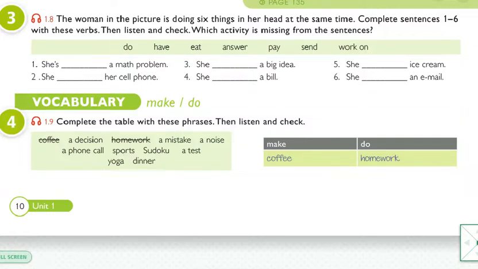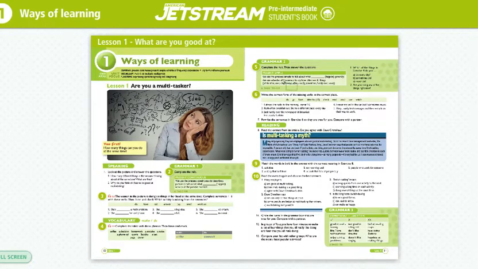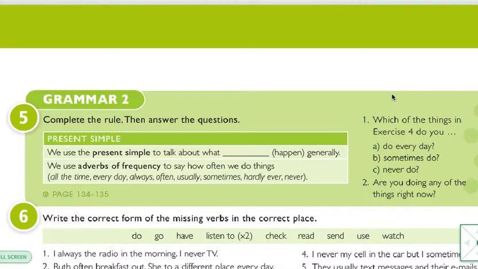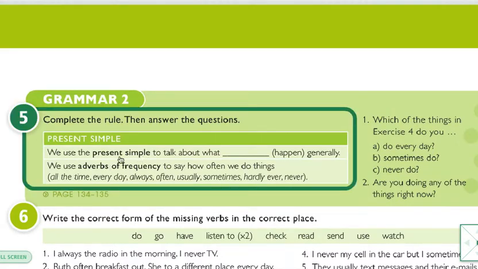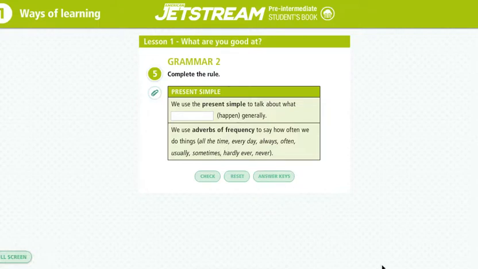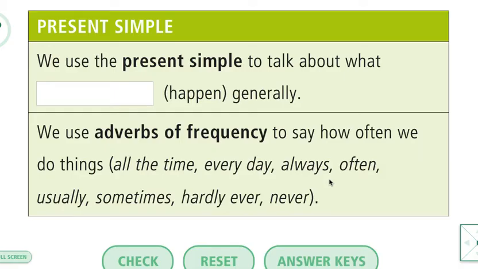Okay? Well, when you finish this, we are going to go to grammar number 2. Look at this important information. This is about the present simple. Do you remember? In the previous levels you saw simple present and present continuous. There is a difference between them. Look, we use the present simple to talk about what happens generally. What is that idea?